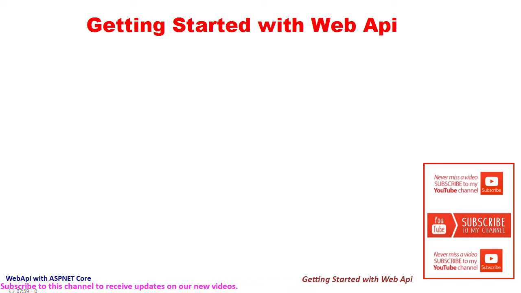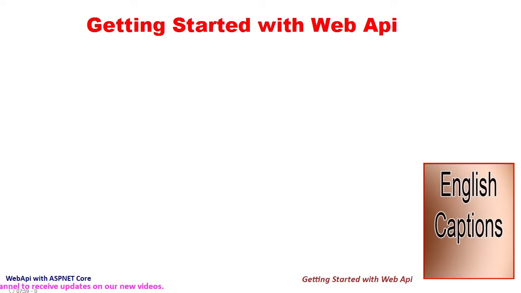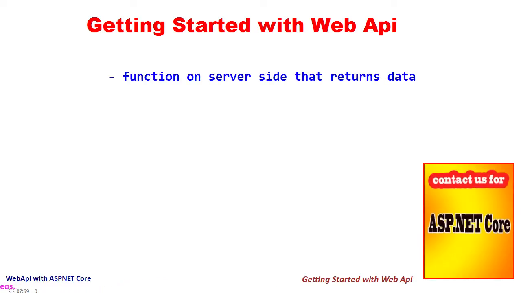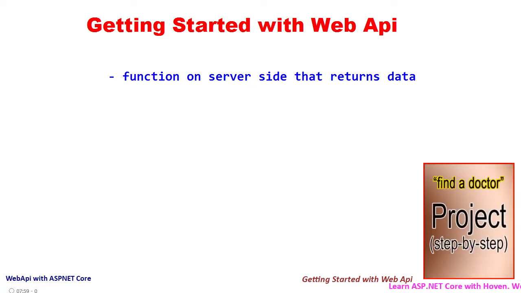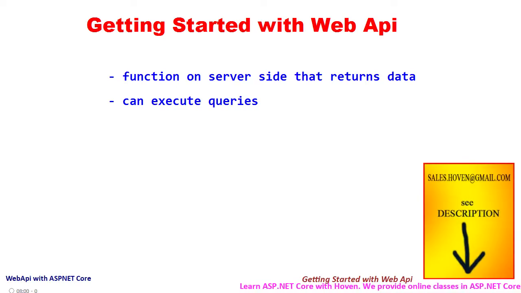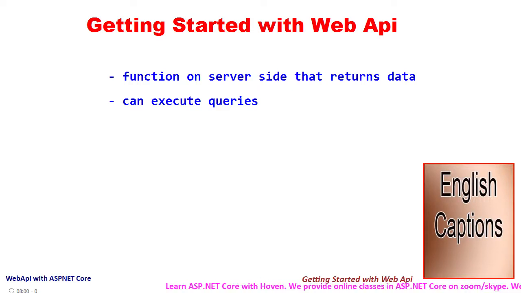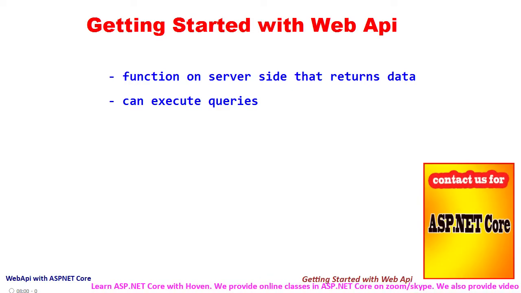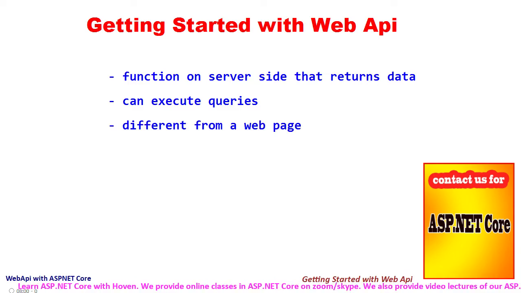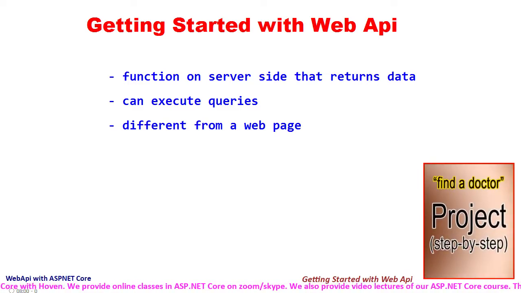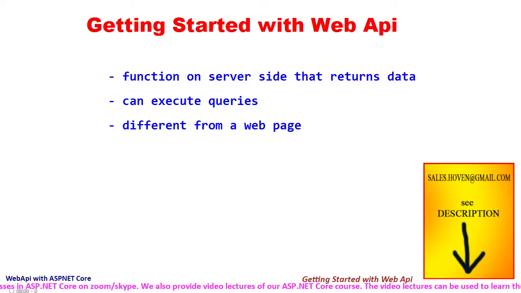Let us first understand the concept of Web API. A Web API is a function on the server side that returns data in a format such as JSON or XML. This Web API function can be used to execute an update, delete, insert query, and it can then return a simple code for success or failure. A Web API is different from a ready-to-render HTML page. It returns raw data. It is up to the calling application to use that data in whatever manner it wants.